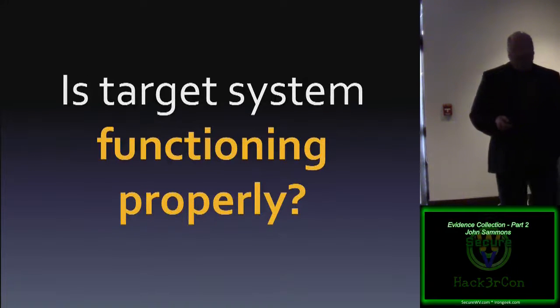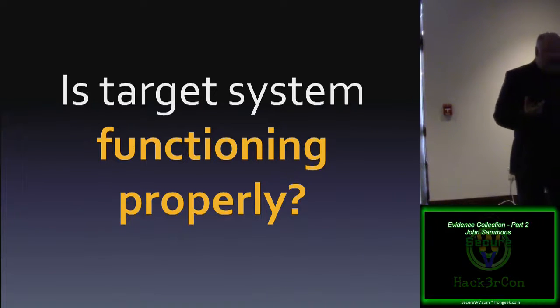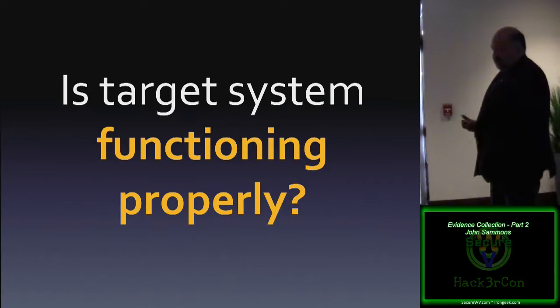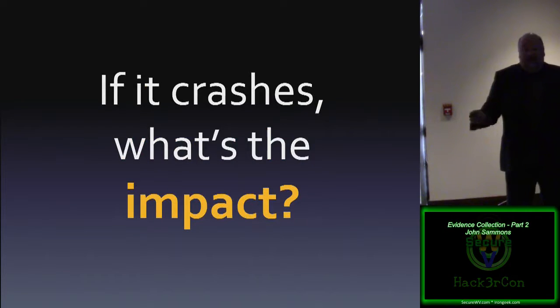Another question to ask is: is this target system functioning properly? Is there some kind of an issue with the system that makes it less stable? That can also impact this decision. Is that system running properly? If I'm doing my live system response, interacting with the machine, and it crashes, what is the potential effect? What's the outcome? What happens if all that data goes away? It may not be worth the risk.